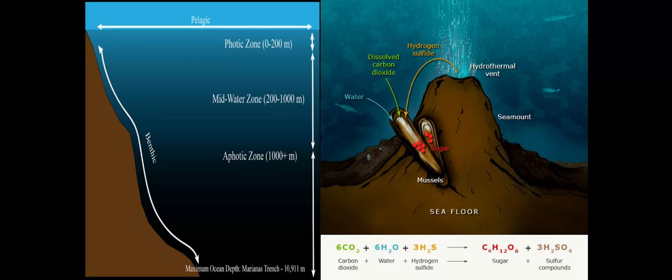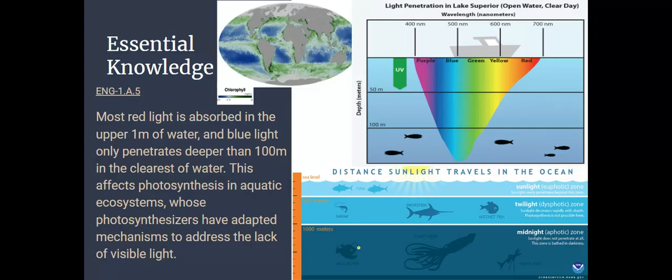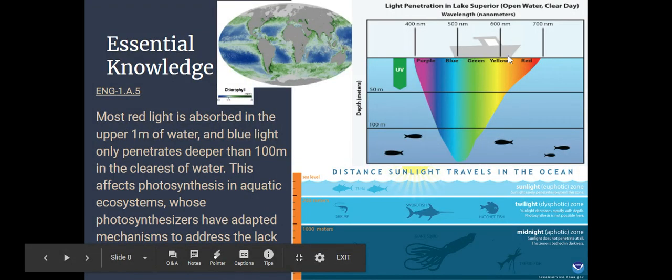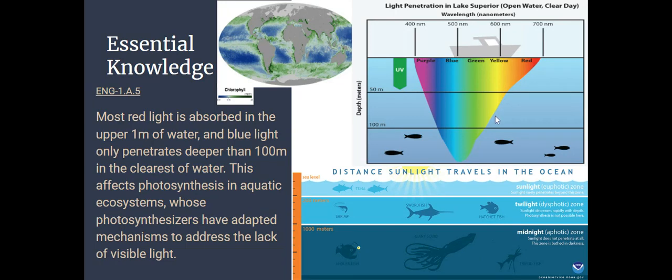But if we go back to the photic and the midwater zone, when sunlight actually strikes the surface of the ocean, we can see that the deeper we go down into the ocean, the amount of light that penetrates is going to change. As the central knowledge statement states, most of the red light is going to be absorbed in the upper meter of water. Blue light is only going to penetrate about 100 meters deep. And this is going to have a great effect on photosynthesis.